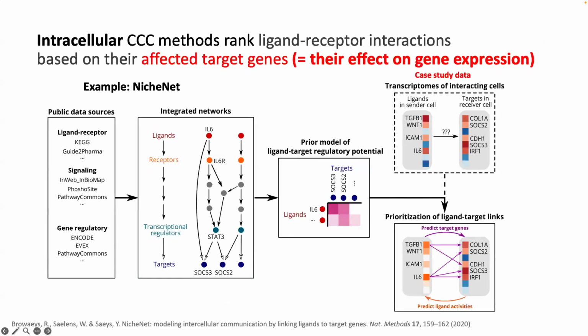Then we have another big category of methods that not only look at the ligand receptor expression, but also look at the downstream effects. So that's what's called intracellular cell-cell communication models. And basically, what they are doing is also looking at these downstream genes that are affected by your cell-cell communication. And you can think that this gives you additional information. You can basically see it as a kind of footprint of your cell-cell communication event.